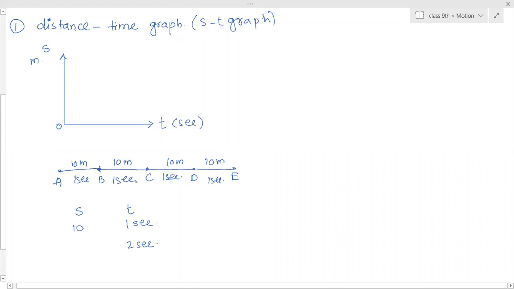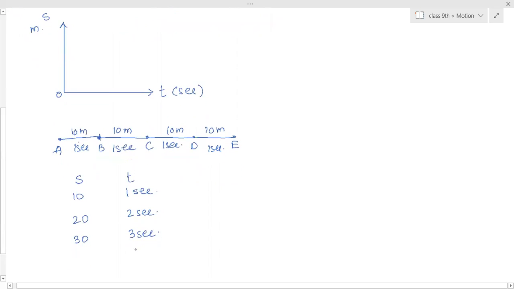In the first 2 seconds, 10 plus 10, that is 20 meters of distance covered. Now in 3 seconds, how much distance is covered? 30 meters. Next, in a total of 4 seconds, how much distance is covered? 40 meters. Okay, so these values we have to plot on the graph.